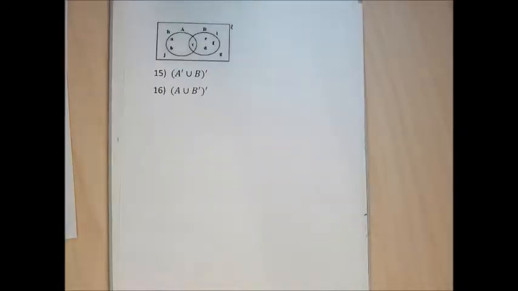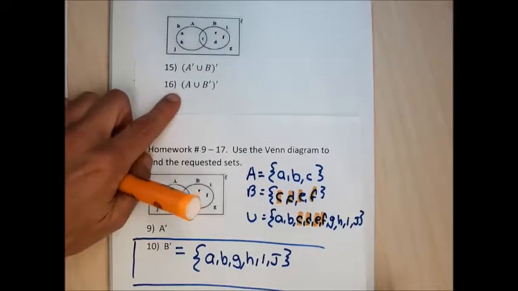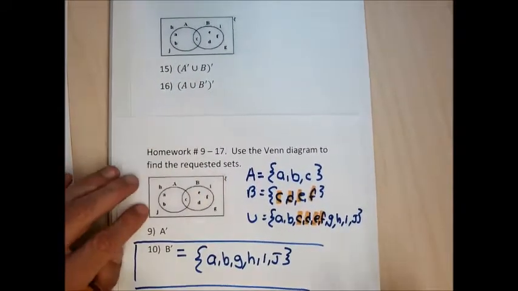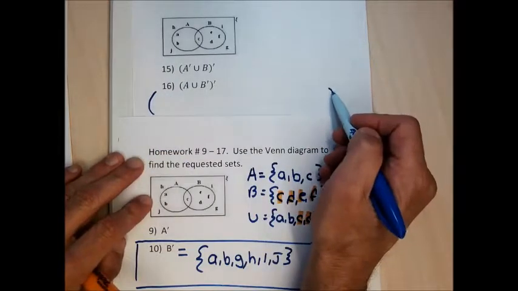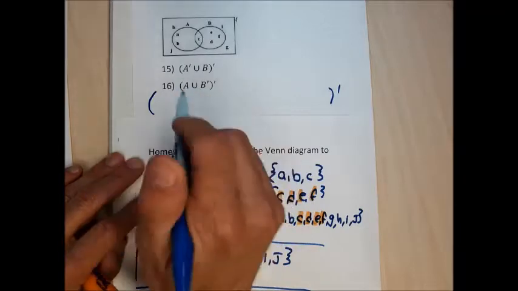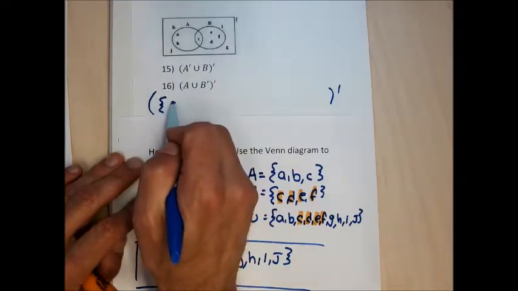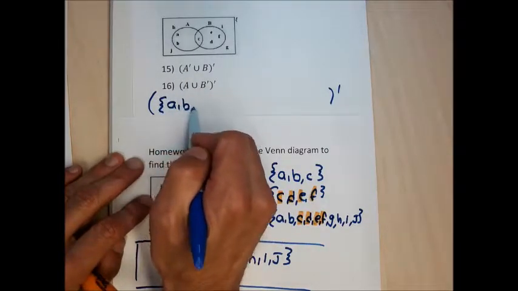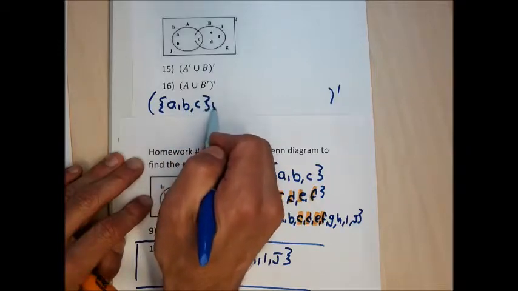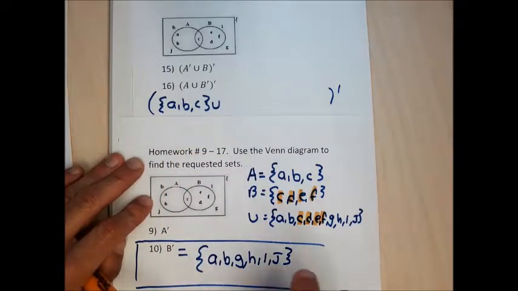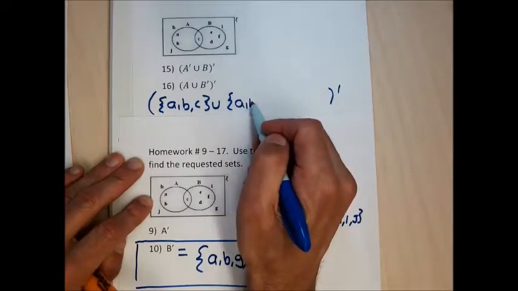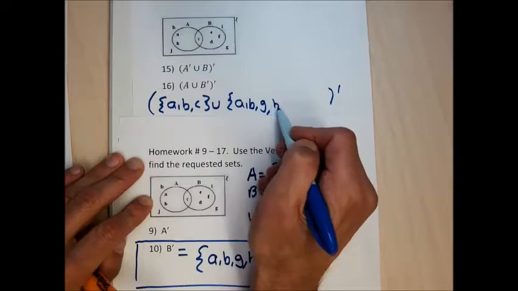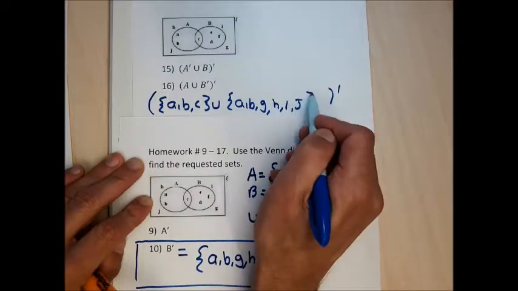15, we're working with the same picture again, thank gosh. And I want to do A union B complement, complement. So inside my parentheses, first I'm going to write what the set A is equal to. Set A is equal to the set containing the letters A, B, and C. Then I write my union sign, and then I write what set B complement is equal to. B complement is a set containing A, B, G, H, I, and J.